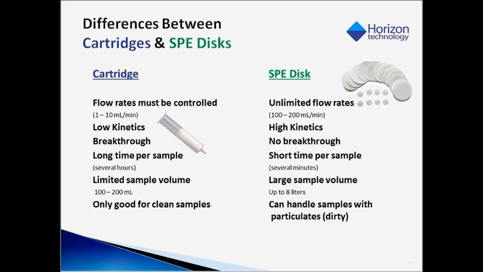So what is actually the difference between the cartridges and the solid phase extraction disks? SPE disks are more efficient for larger sample volumes, up to 8 liters, and for samples that may contain particulates such as sediment, clay, or soil. As a consequence, with a solid phase extraction disk, one can use faster flow rates, up to 200 milliliters per minute, and process large volumes faster without any breakthrough.